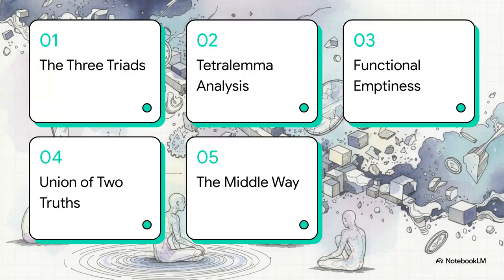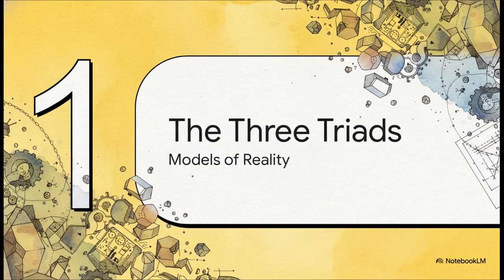Here is our roadmap for today. 1. The three conventional triads. 2. The tetralemma deconstruction. 3. Emptiness and interdependent co-origination. 4. Union of the two truths. And 5. Abiding in the middle way. So let's jump straight into section 1, the three conventional triads, identifying our models of reality.